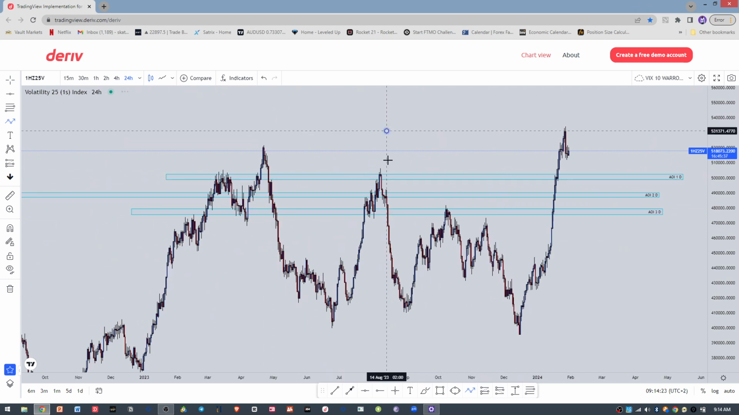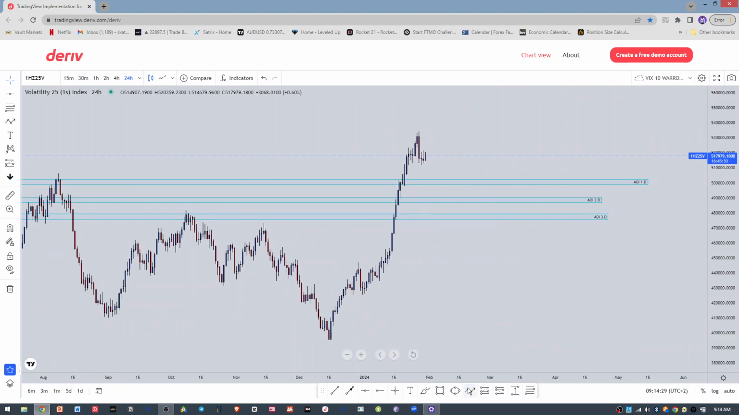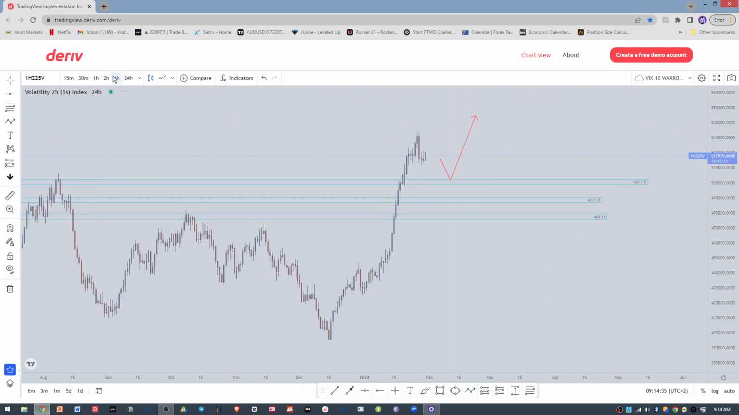So these are the areas that I'm gonna wait for the price to come and tap into before I will start to wait for price to continue to the upside. So what I'm gonna wait for right now is that we can see that price can come to this area, and then we're gonna look to take a buying position.